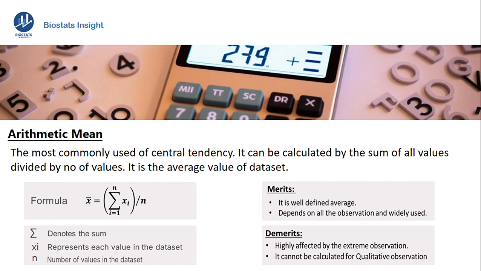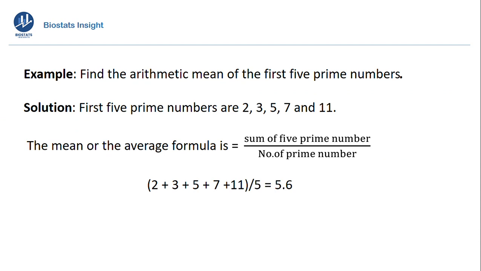The merits are that it is easy to calculate, a well defined average, depends on all observations, and is widely used. The demerits are that if any outlier or extreme values are present in the data set, then it is highly affected by those values. It cannot be calculated if qualitative observations are there. Now, an example. If we have five prime numbers and we want to calculate the arithmetic mean, here is the formula: sum of the five prime numbers divided by the number of prime numbers. It is easy to calculate.